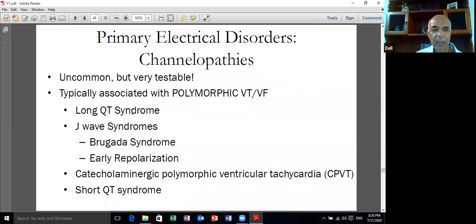Now we move from this to the third type of ventricular tachycardia, which is really a nasty form, the channelopathy. They are uncommon, but they are very testable in the examination. They produce polymorphic ventricular tachycardia. And we will concentrate on the long QT interval, J-wave syndromes, which include Brugada and early repolarization, and then CPVT and short QT interval.